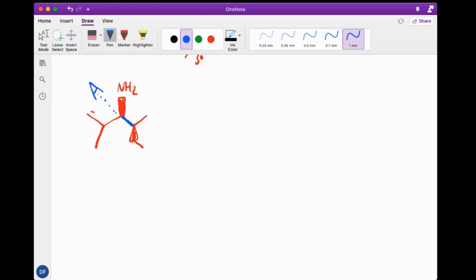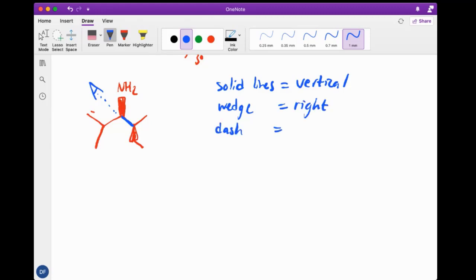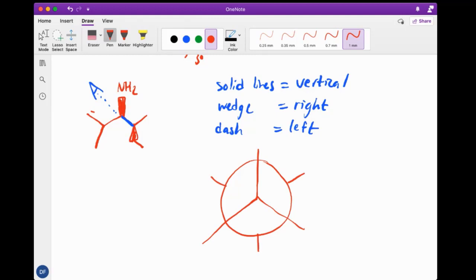So like I said in the lectures, solid lines are the vertical, wedge will be on the right, and dash on the left. Okay, so let's start with this one right here. This will be in the front. The front is always the one with the 3 lines intersecting. So our wedge is the NH2, so that will be on the right side.